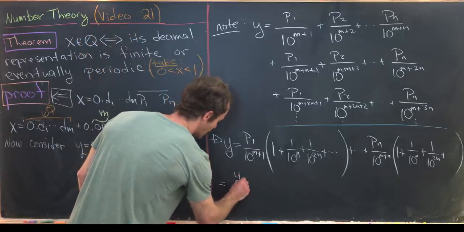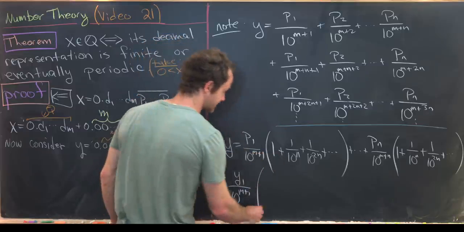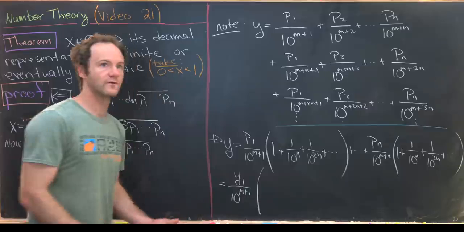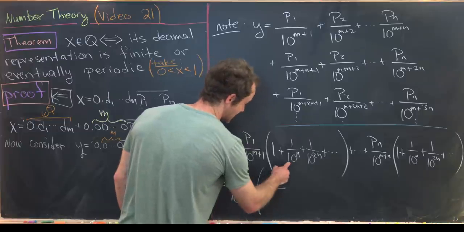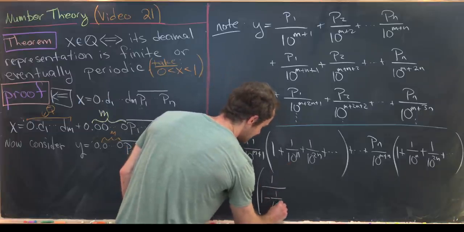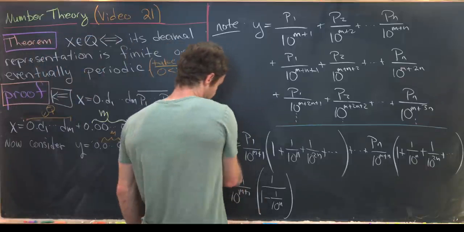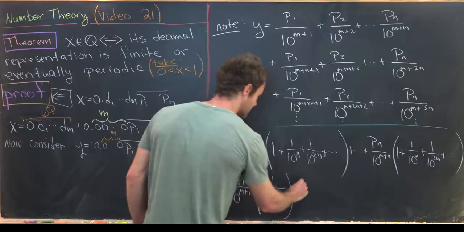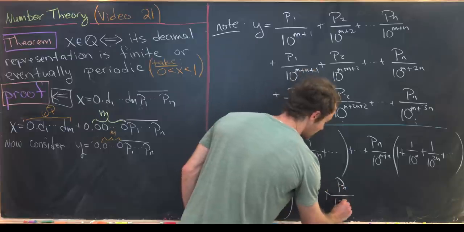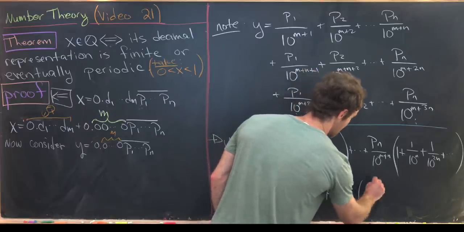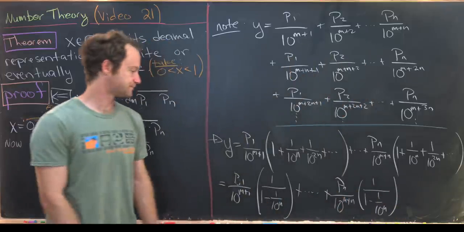So that means we have y equals 1 over 10 to the m plus 1. Then this guy right here sums up to 1 over 1 minus the common ratio. So that's going to be 1 over 1 minus the common ratio, which is 1 over 10 to the n here. But then that's happening for all of these terms. So that happens for the next one, which is the p2 term, all the way up to the pn term. So we have pn over 10 to the m plus n, and then 1 over 1 minus 1 over 10 to the n, like that.